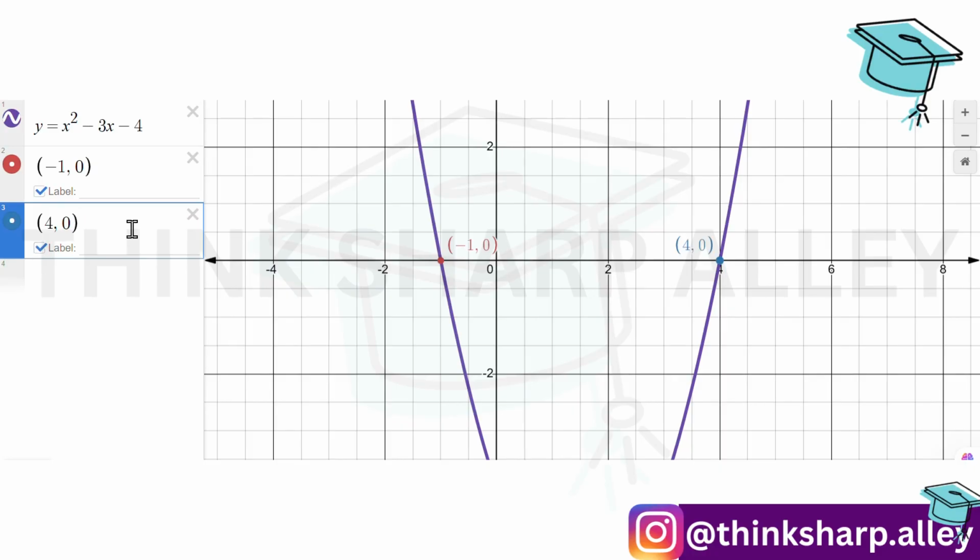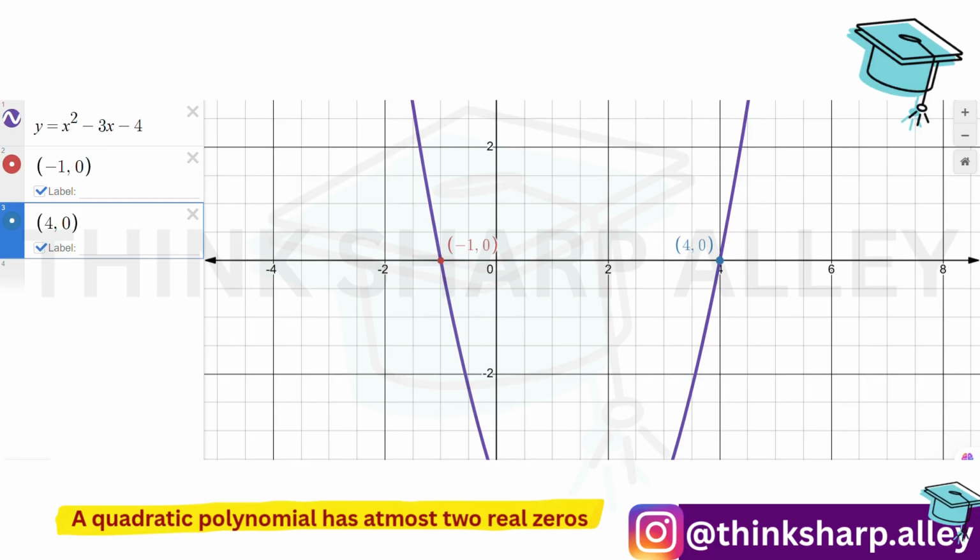Since it's a quadratic polynomial, notice that it cuts the x-axis at 2 points. So the degree is 2, that's why it will have at most 2 zeros. Like a linear polynomial will always have exactly 1 zero. But a quadratic polynomial may not have real zeros. So a quadratic polynomial will have 2 zeros, and they cut the x-axis at 2 distinct points over here.